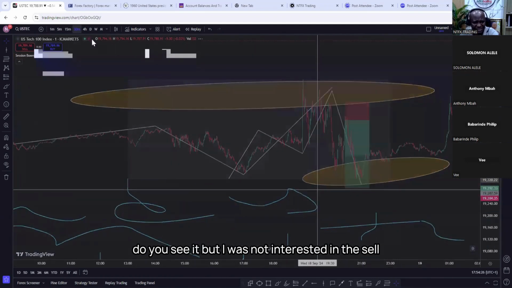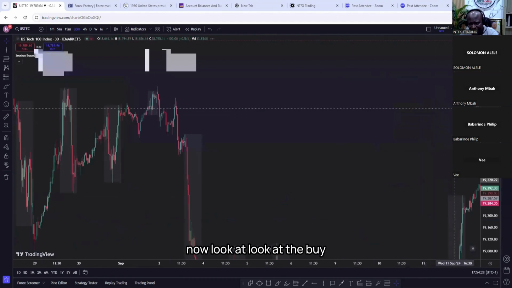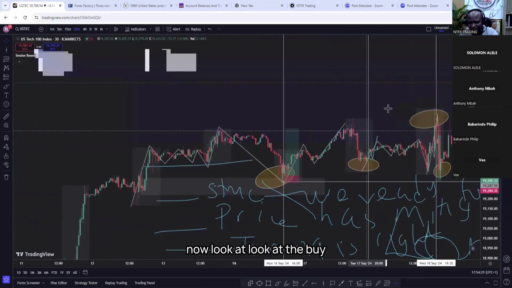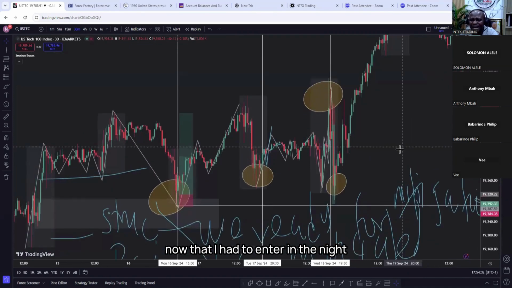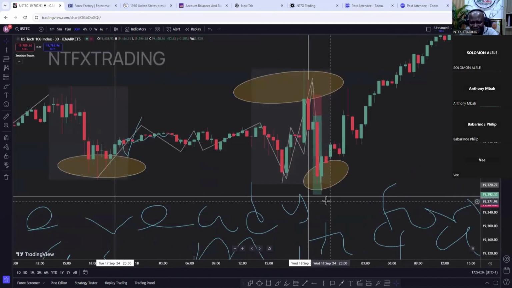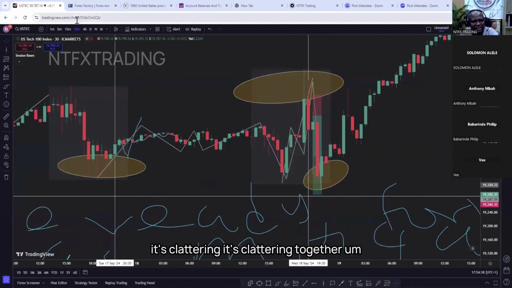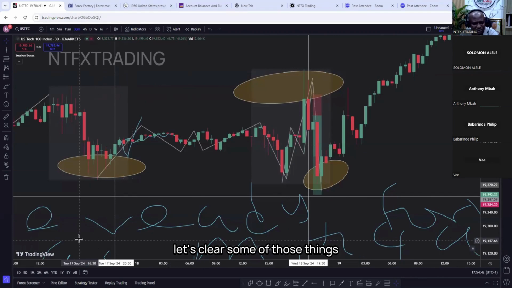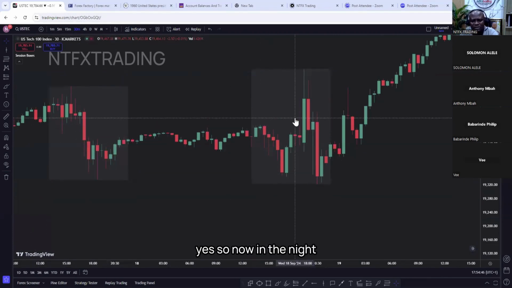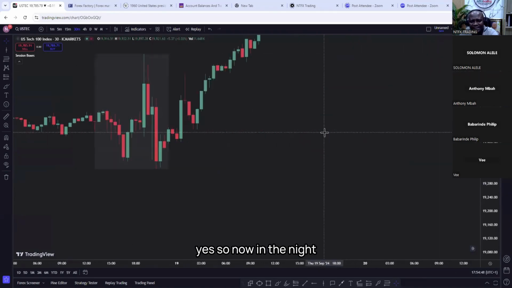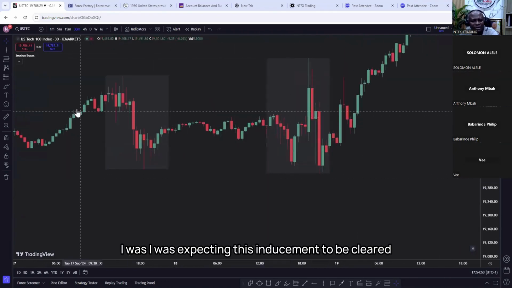But I was not interested in the sell. Now, look at the buy that I have to enter in the night. Should I clear everything now? It's cluttering together. Let's clear some of those things. Let's clear it. Yes. So now in the night, I was expecting this inducement to be cleared.